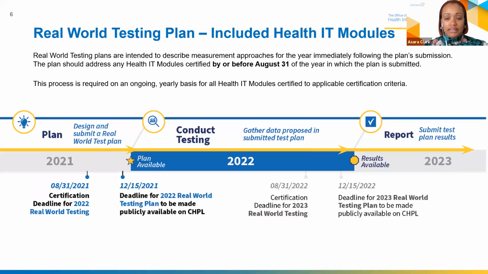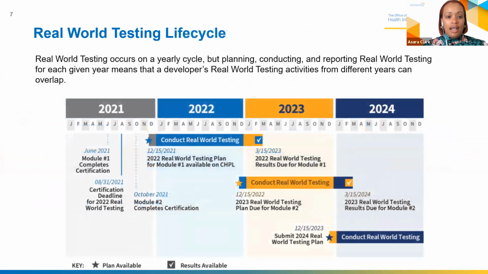So all of the health IT modules that completed certification by August 31st of 2021 should be included in your plan for you to conduct real-world testing next year, the year immediately following, in 2022, and this continues every single year as a cycle. Now, when we talk about the life cycle, we want to make sure that you understand that real-world testing occurs on a yearly cycle, but the planning, conducting, and reporting of real-world testing for each given year has a lot of activities that overlap, all right?